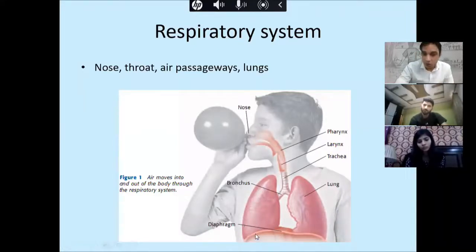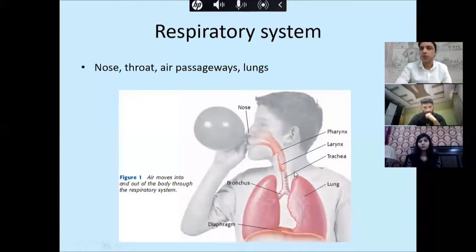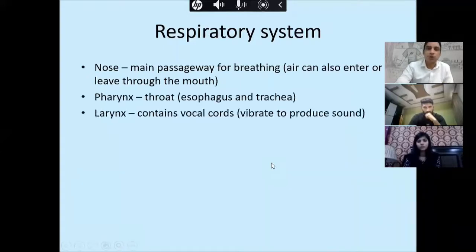You can see the floor of the chest cavity here as well. Can you see this muscular structure here? This is called the diaphragm. The ribs are present here. The diaphragm is present at the floor. Together, they contract the lungs to expel the gases. And when they release the pressure, the gases move in. Okay, so that is how it works.